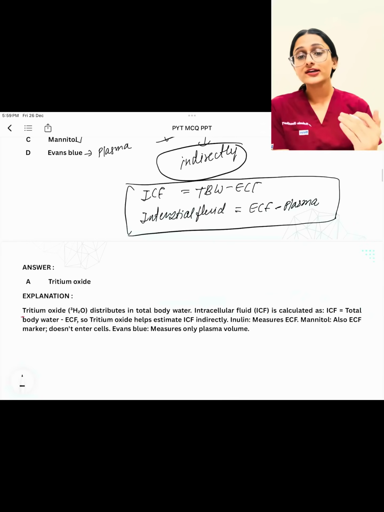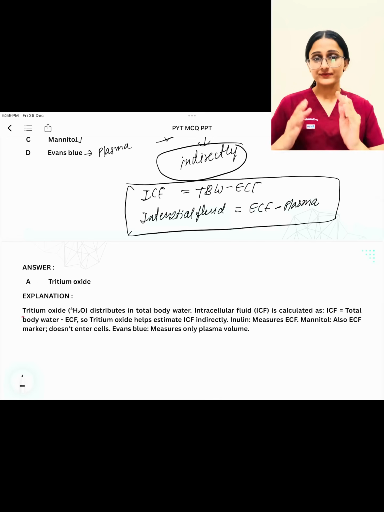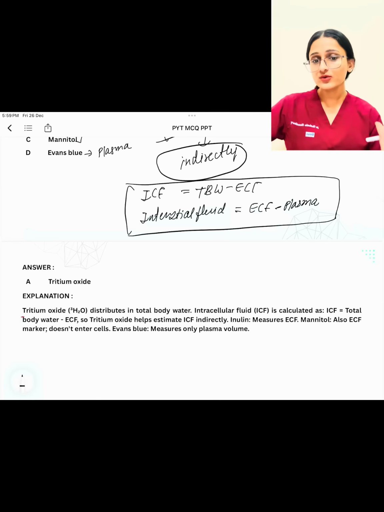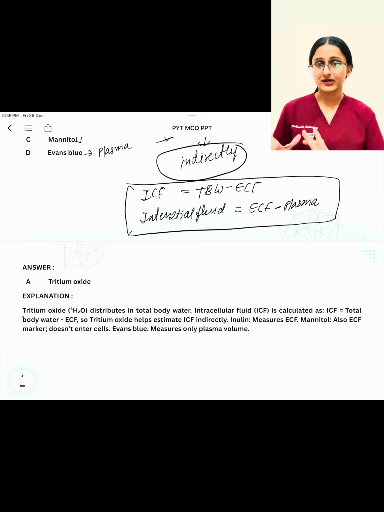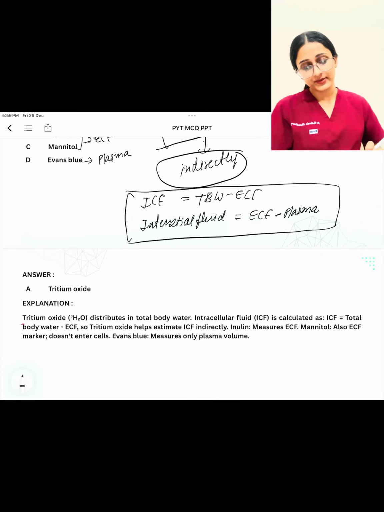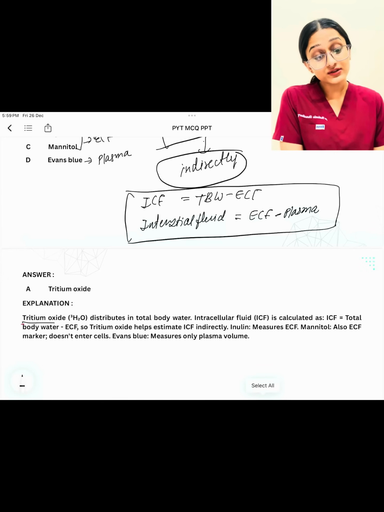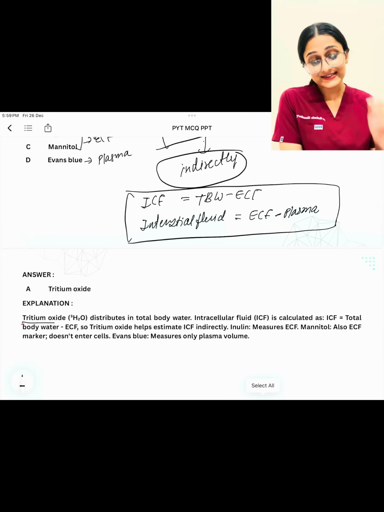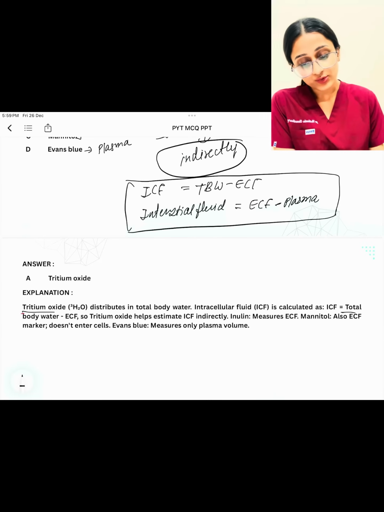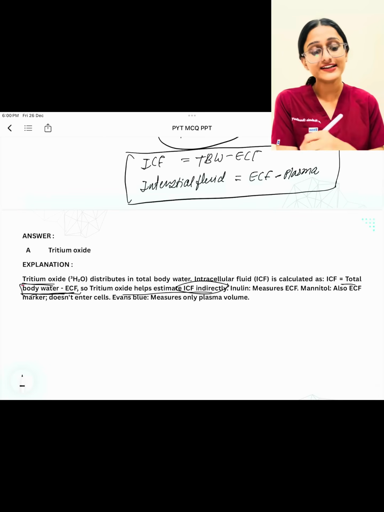But inulin, mannitol and Evans blue we can't use, because inulin and mannitol will stay in the ECF compartment only, and Evans blue will only stay in the plasma compartment. Okay, it will bind to albumin. So the answer will be tritium oxide, because it enters all the compartments. Tritium oxide distributes in total body water, and intracellular fluid is calculated as ICF equals total body water minus ECF. So it helps estimate ICF indirectly.